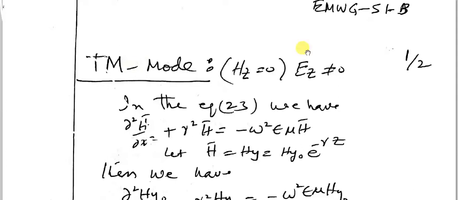Now today's topic is electromagnetic waveguide S1B. It is about the transmagnetic mode, as we did in the last topic, which was transelectric mode, in which the Ez was 0 but Hz was not equal to 0. In transmagnetic mode we have Hz equal to 0 and Ez not equal to 0.